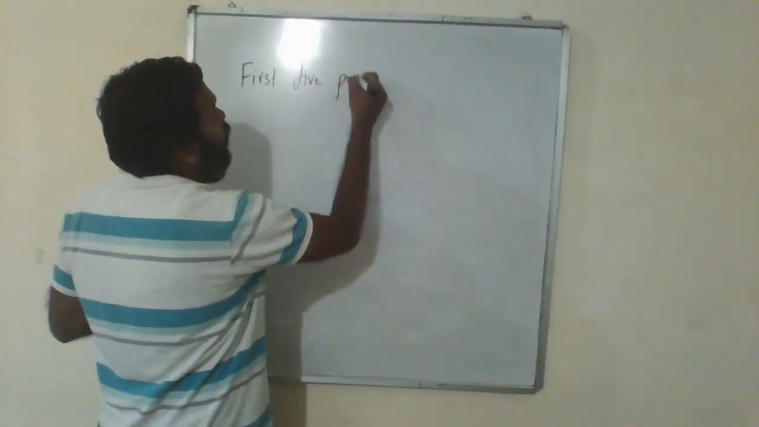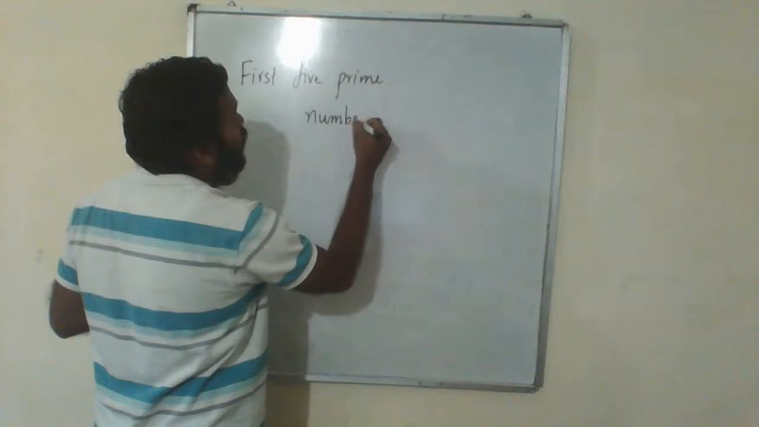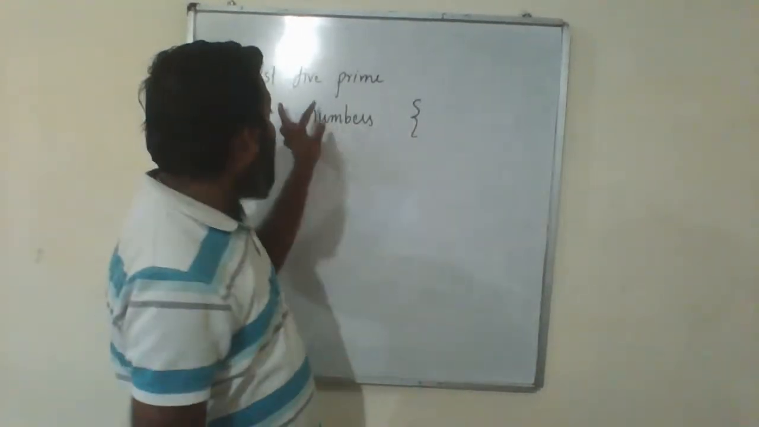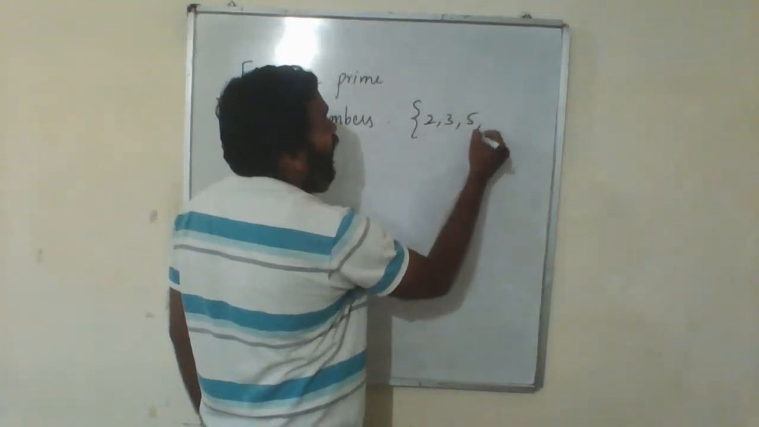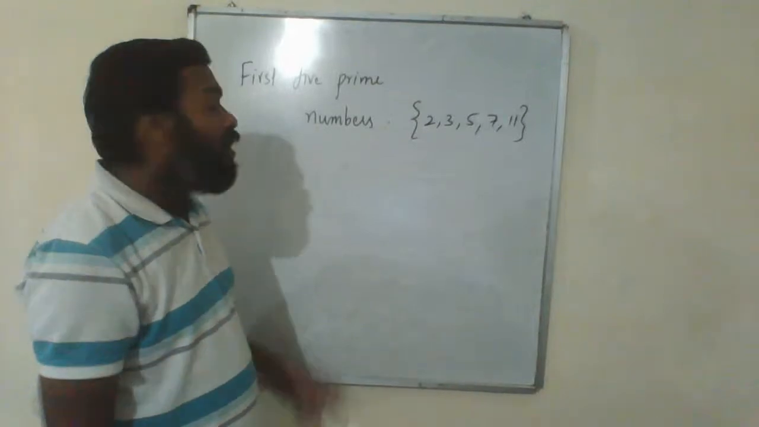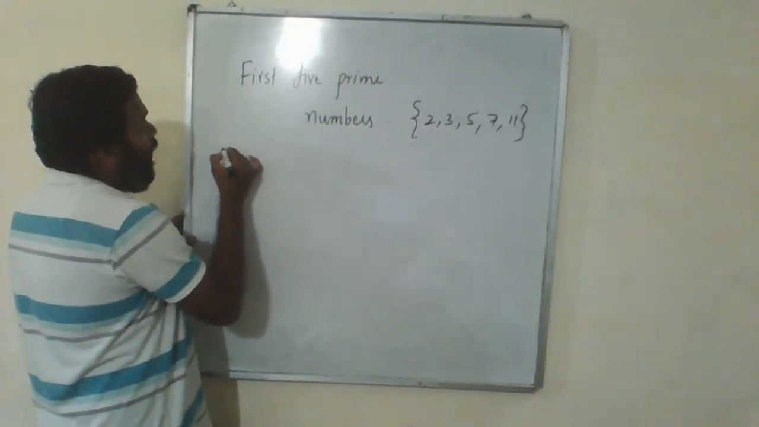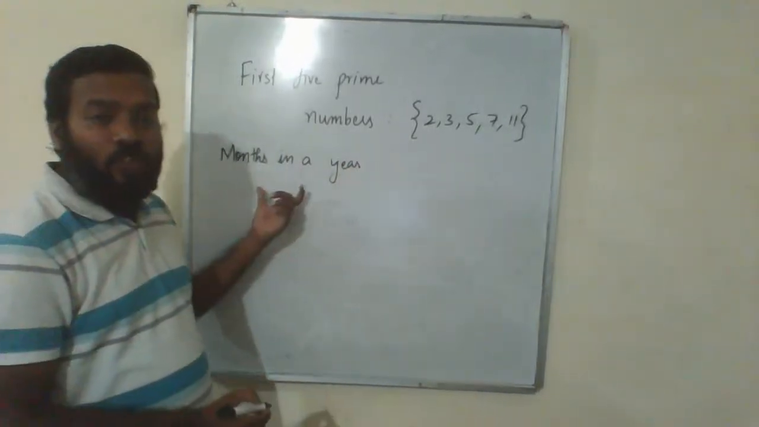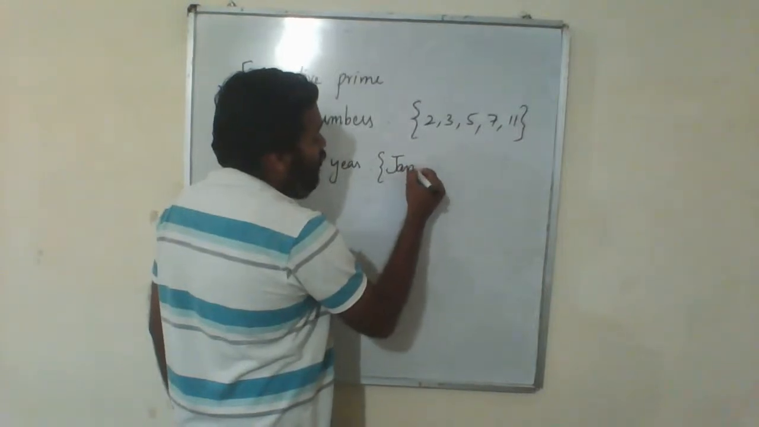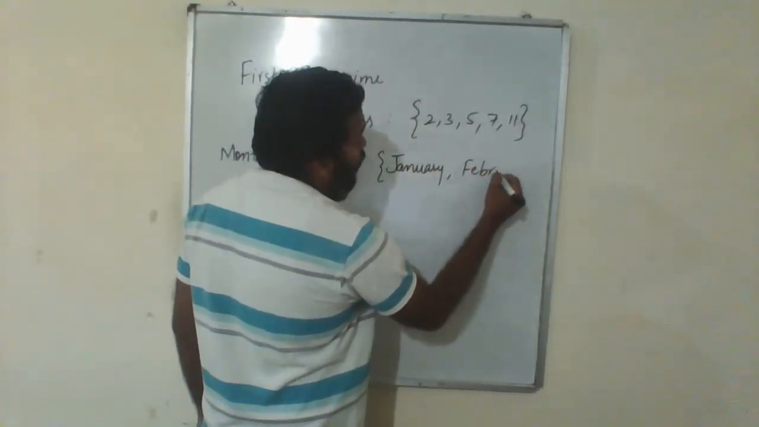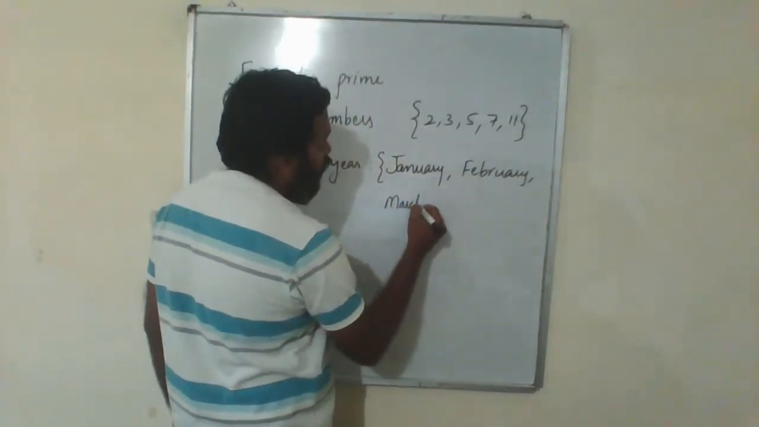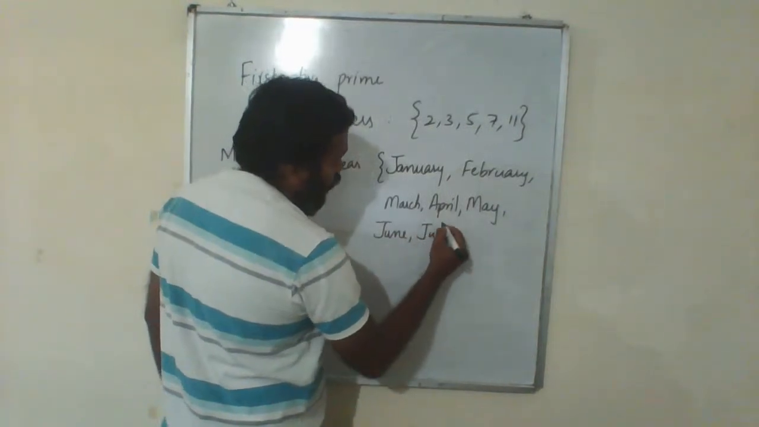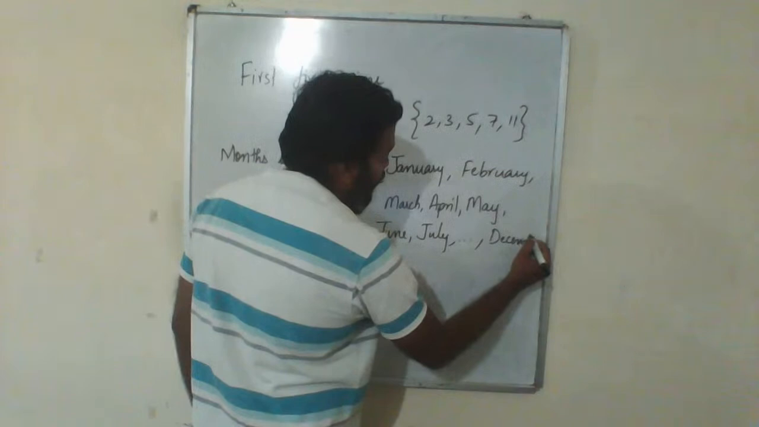First, the first 5 prime numbers. This is the definition of the set I am giving. If you are writing the elements, the first 5 prime numbers are 2, 3, 5, 7, 11. Or else you can take months in a year. This is the definition of the set, and the elements can be January, February, March, April, May, June, July, so on, up to December.